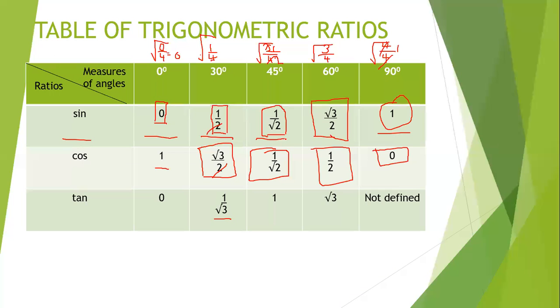Again, if you do sine upon cos, here you have root 2 in the denominator. It will get cut. Here also root 2 will get cut. So you will get 1 upon 1, that is 1. Here also 2 and 2 will get cut, so you will get root 3 upon 1, that is root 3. Now 1 upon 0 is not defined. So this is one of the ways through which you can remember this table.